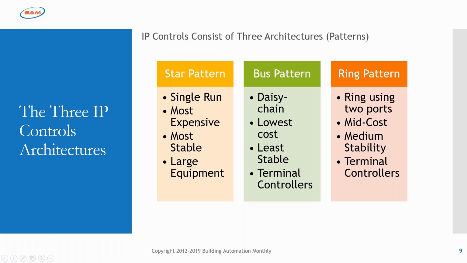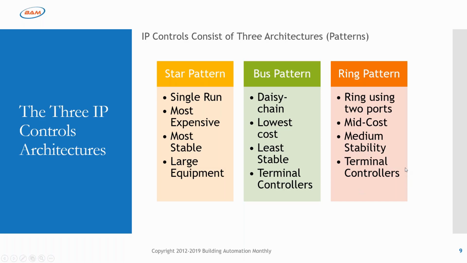It's not nearly as expensive as the star pattern, but it's a little more expensive than the bus pattern. Most of the cost is actually going to come from the configuration because, in reality, it's just one more port, whereas bus pattern is a single port. Ring pattern is 2 ports, and we'll talk about that in just a second. Now, what's going on here is that we have medium stability related to this pattern, and that is because if one port goes down, the other port will take over, and we'll talk about that in a second.